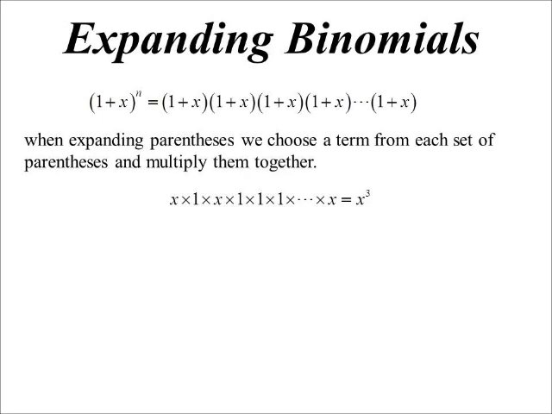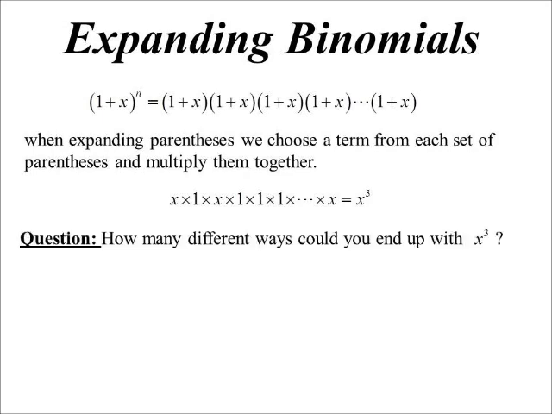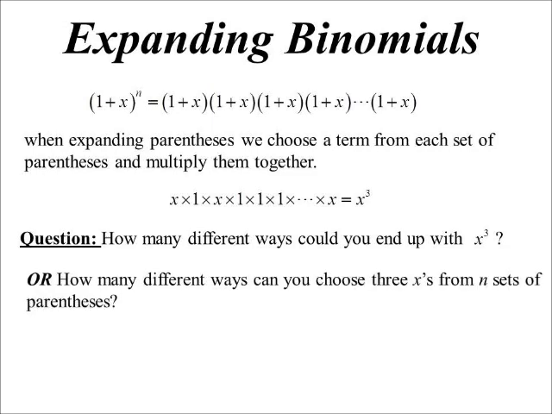So using that idea, if I wanted to work out how to get x cubed, I could have chosen x in the first parentheses, then 1 in the second, then x in the next, then 1, 1, 1, and all the rest being 1 until I get to the last one, x, and that would get x cubed. But that of course is only one way of doing that. So the question is, how many different ways? What we're really saying is, how many ways can I choose 3 x's from these sets of parentheses? There are n sets of them, so from the n, I want to choose 3.